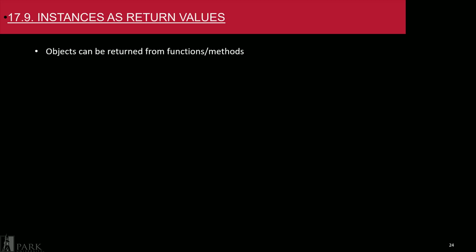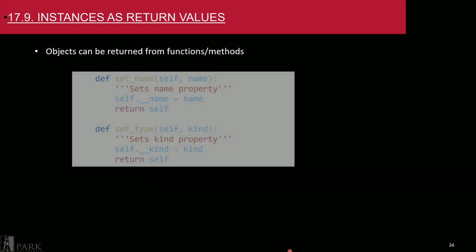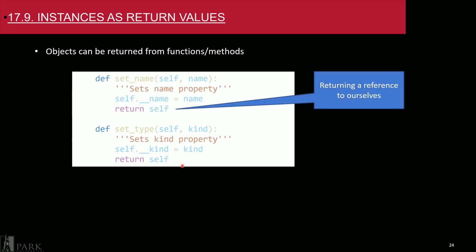We can also return objects from methods and functions. So here you can see that we are modifying our set name and our set type, which really should be kind. I should have fixed that. Just now realized it. That's okay. But we are returning a reference to ourself when we are done with the method. What does this allow us to do?